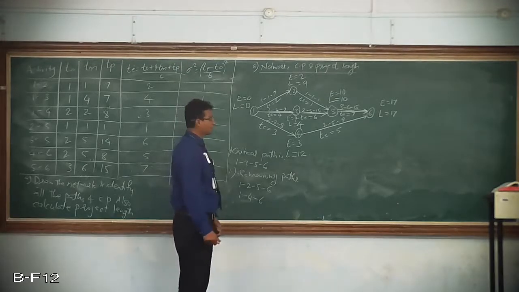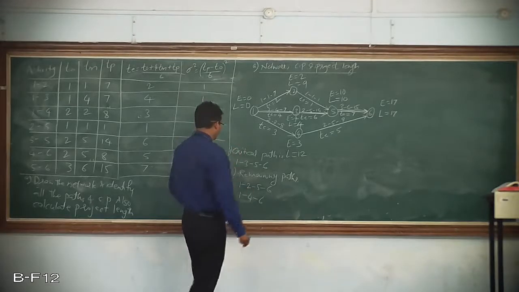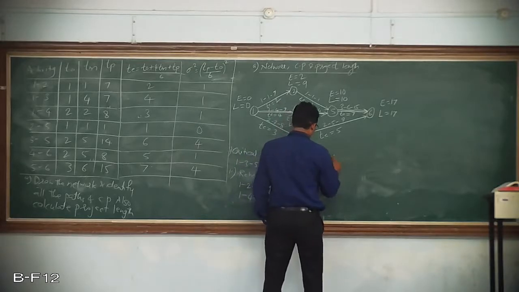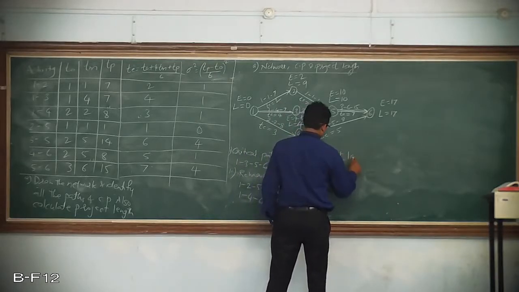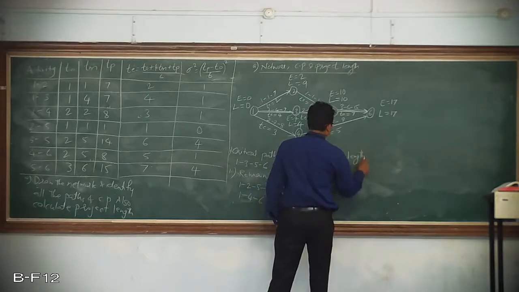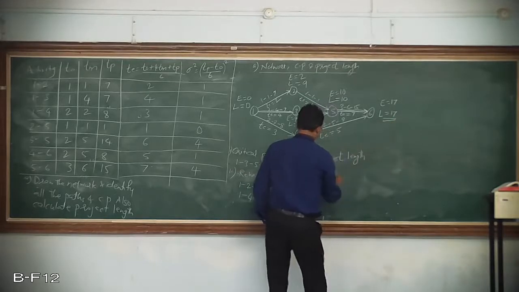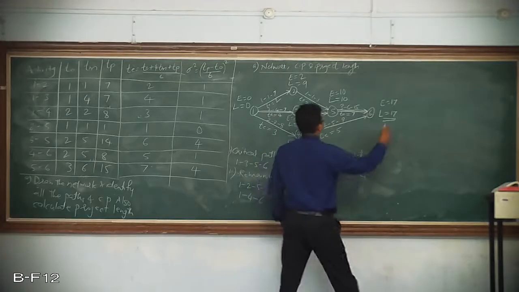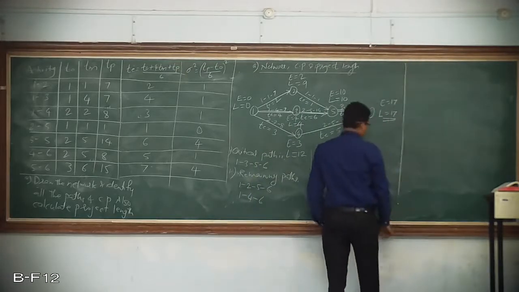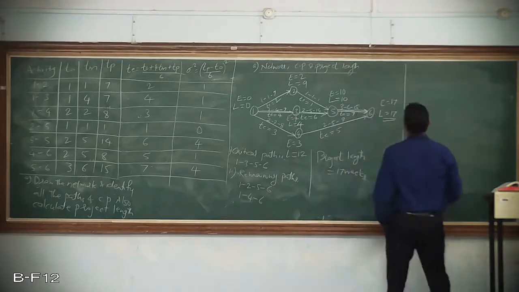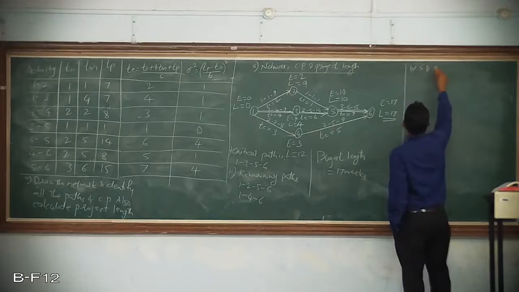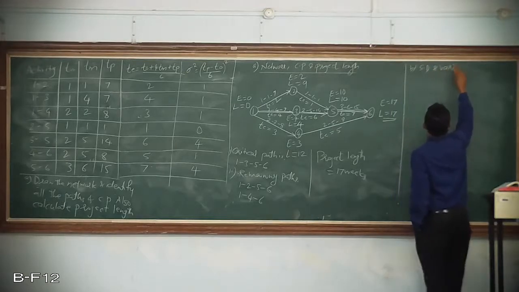So how many paths are there including the critical path? 1, 2 and 3. And what is the project length? Project length is equal to how much? Weeks. Now the second part, what have they asked? Standard deviation and variance of the critical path.